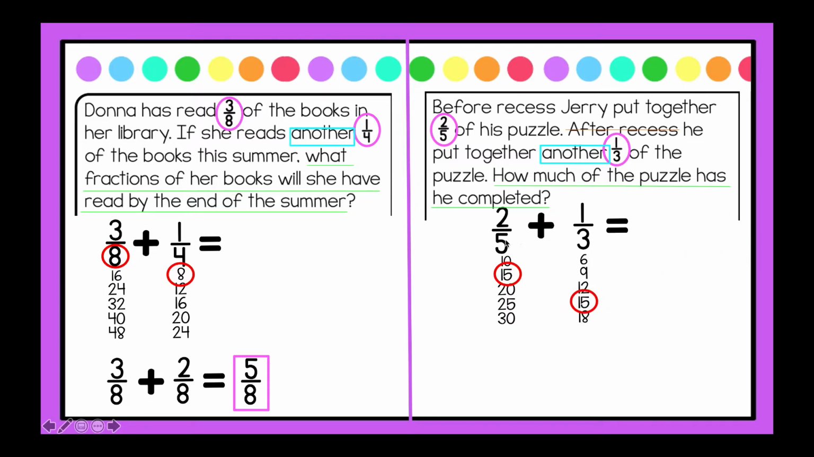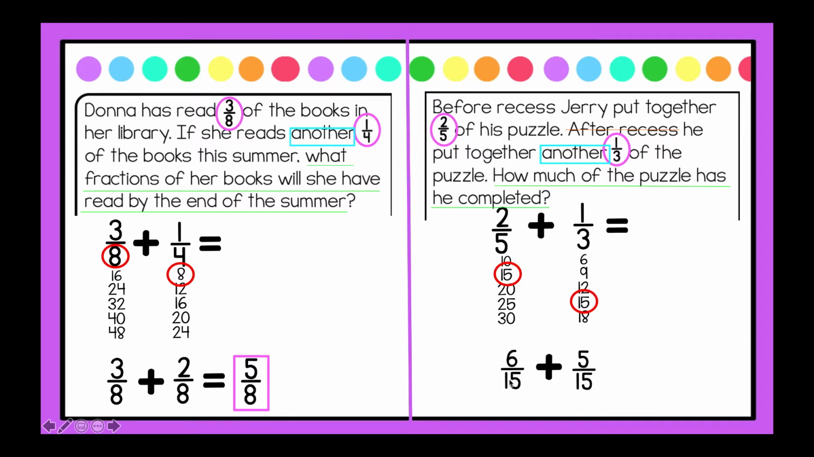Okay, let's see, 1, 2, 3 jumps will get me to 15, so that means I'm multiplying by 3. 5 times 3 is 15, so that means we have to do that to the top. 2 times 3 is 6, so we have 6/15 here. We're going to bring down our addition symbol. Let's see how we get to 15 on this side. 1 jump, 2, 3, 4, 5 jumps. 3 times 5 will give me 15, so that means the top times 5 will give me 5.